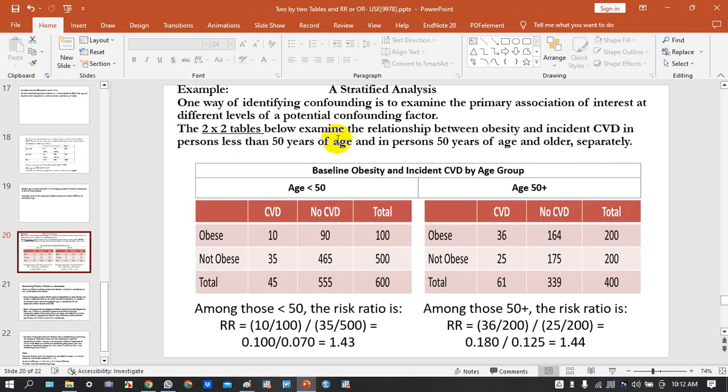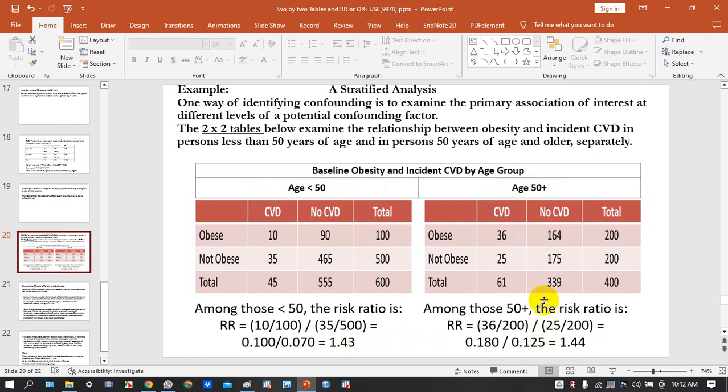Okay, so we would like to take another example. So looking at age, when we stratify it, age less than 50, age greater than 50, we have what? For obesity, when we stratify age for the obesity, we get 1.43. Those who are younger than 50, we get 1.43. Those who are older than 50 years, we get 1.44. So 1.44 is higher than 1.43.